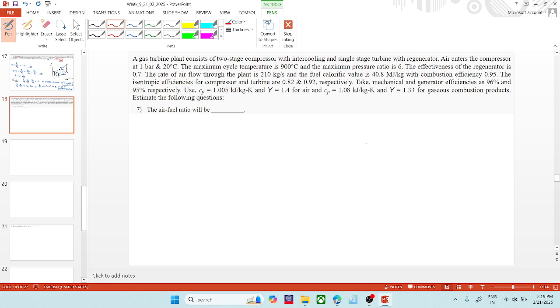It is given that a gas turbine plant consists of a two-stage compressor with intercooling and a single-stage turbine with regenerator. So, what are the things it is having? Two-stage compressor with the intercooling and single-stage turbine with regenerator. So, we will mention all these things in the TS diagram.